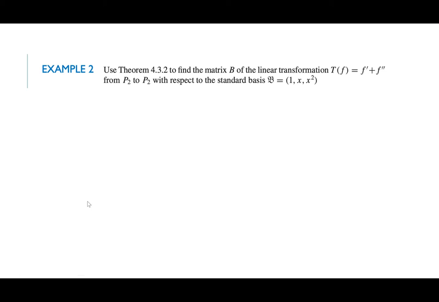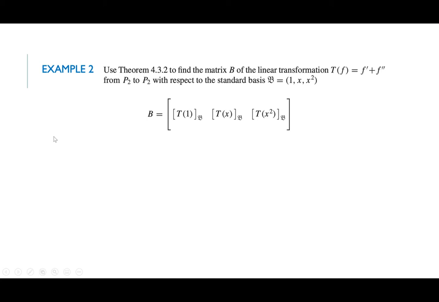So example 2 in your book is, all right, let's use theorem 4.3.2, what we just saw, to find the matrix B of a linear transformation that takes a function f, takes its first derivative, adds it to its second derivative. And let's consider this only on the space P2 to P2, so the space of polynomials of degree less than or equal to 2. And let's do this with respect to the standard basis for P2, which is the function vectors 1, x, and x squared. That's our basis.